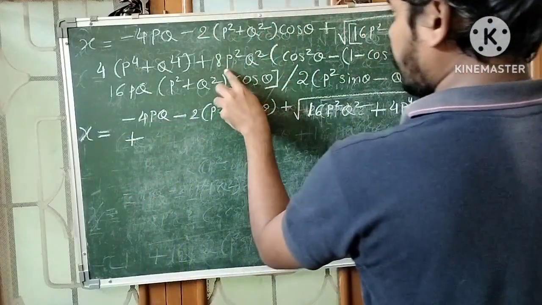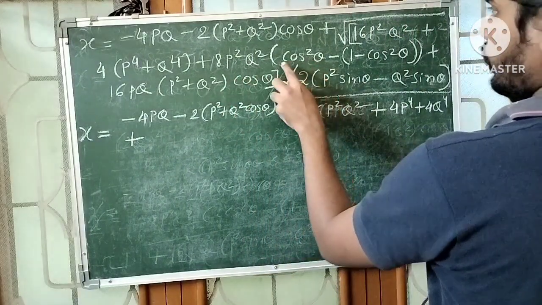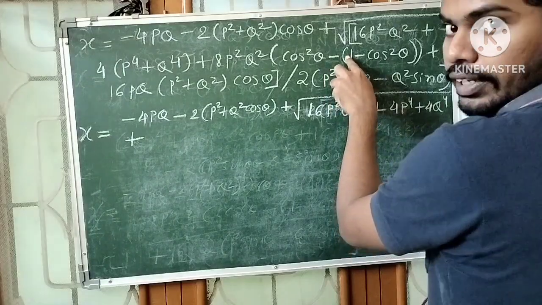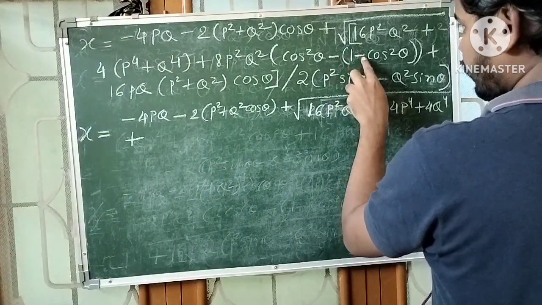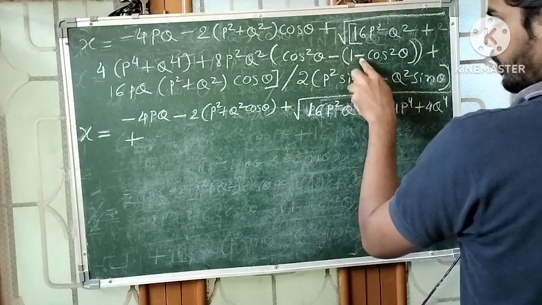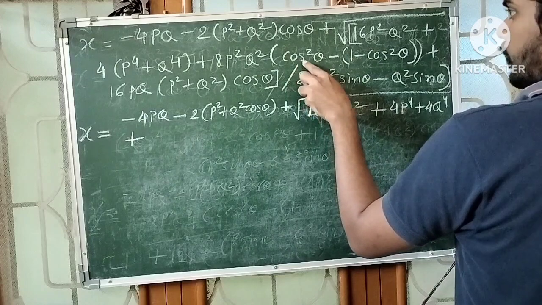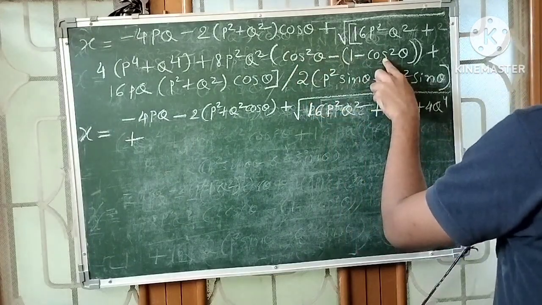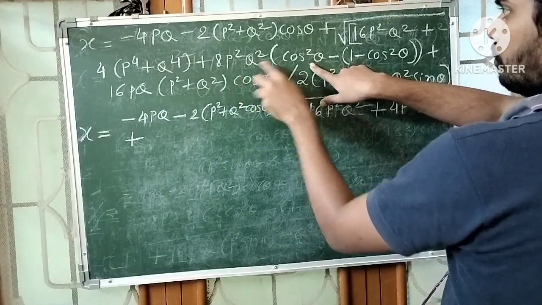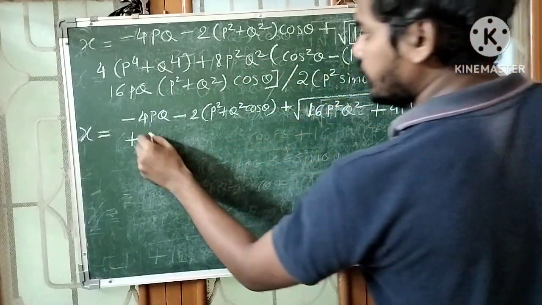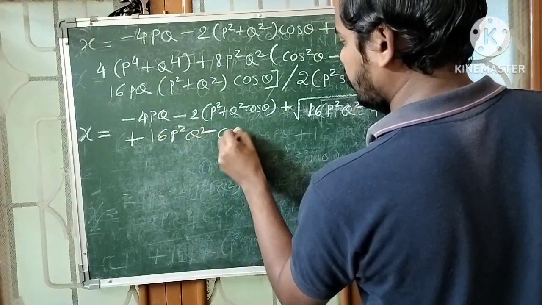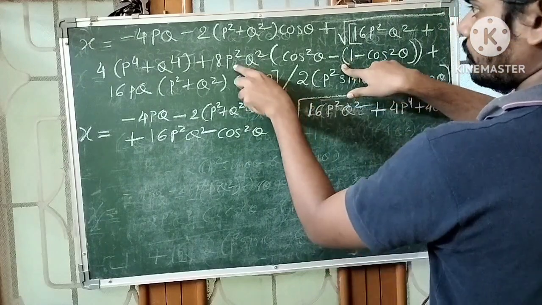plus 8p square q square into cos square theta minus (1 minus cos square theta). Distribute the minus: minus 1 plus cos square theta. Already one cos square theta is there, so cos square theta plus cos square theta is 2 cos square theta, minus 1. Now distribute 8p square q square into 2 cos square theta: 16 p square q square cos square theta, still minus 1 is there, distribute.